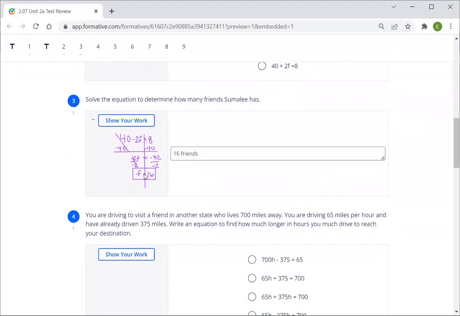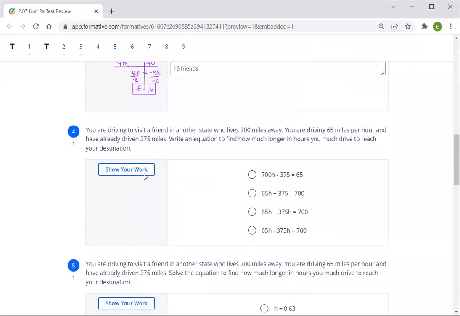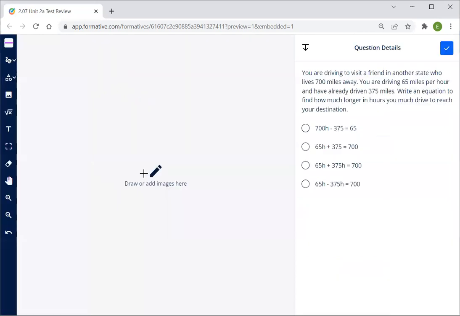And I think that's why the F helps, because then it kind of reminds you, oh yeah, I was talking about the friends with my variable. The next one, it says you are driving to visit a friend who lives in another state, 700 miles away. You are driving 65 miles per hour, and you have already driven 375 miles. Write an equation to figure out how much longer you have to drive to get to your destination.